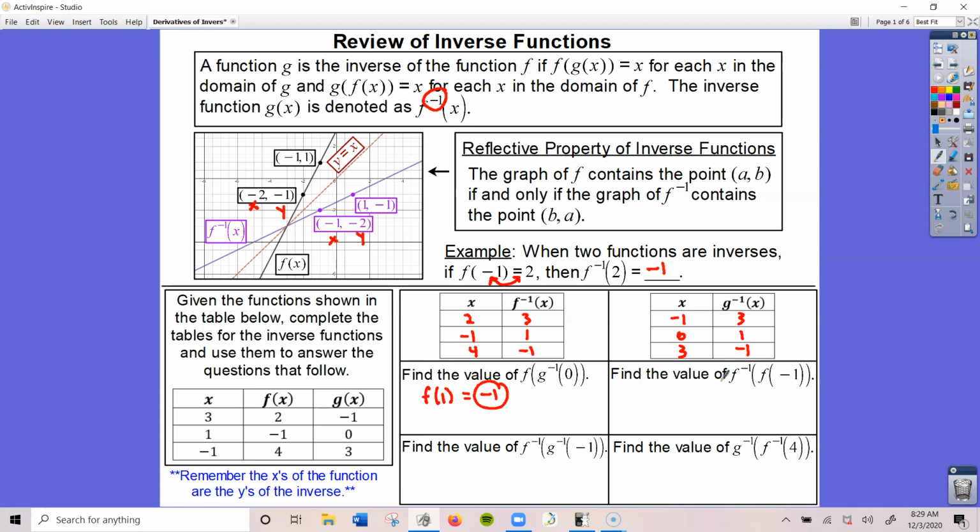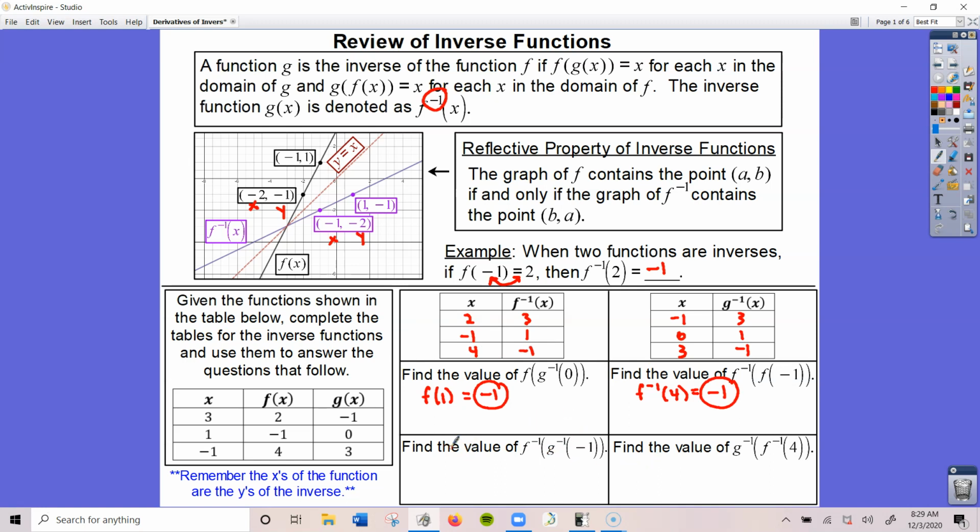Over here, find the value of f inverse of f of -1. F of -1 is 4. So we're looking for f inverse of 4. This is my chart for the inverse. When x is 4, the y of the inverse is -1.